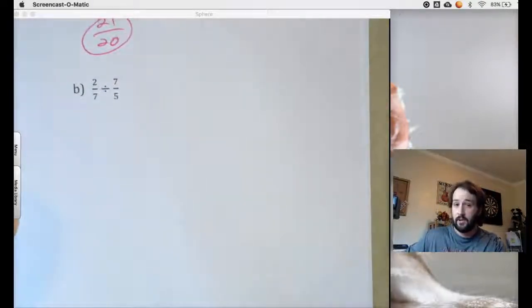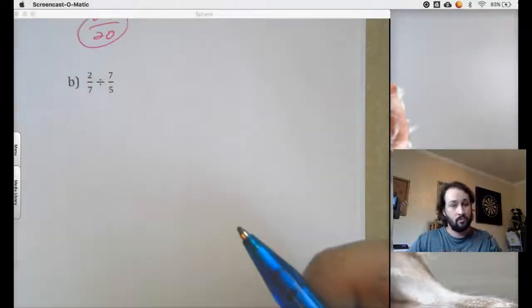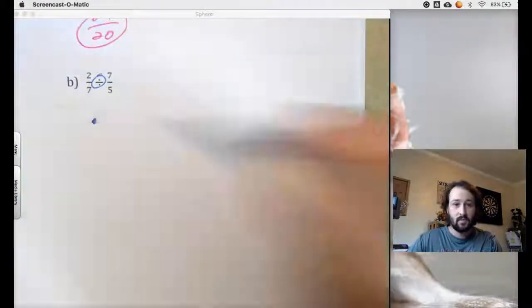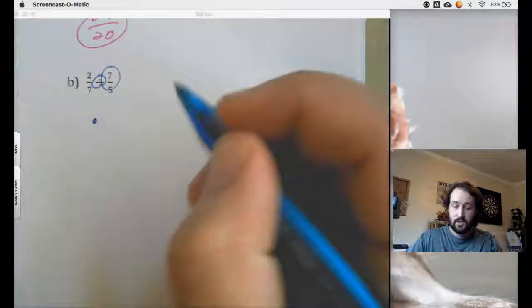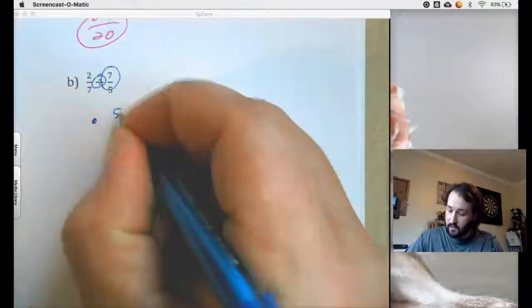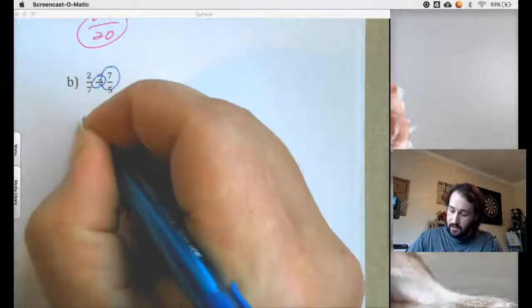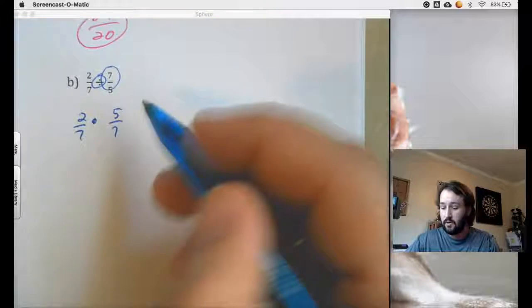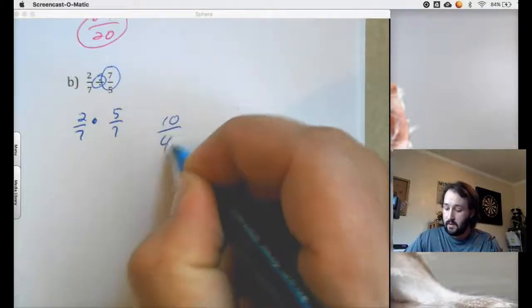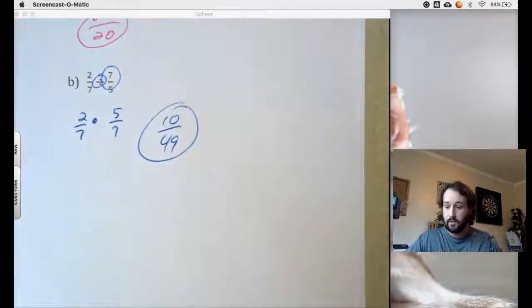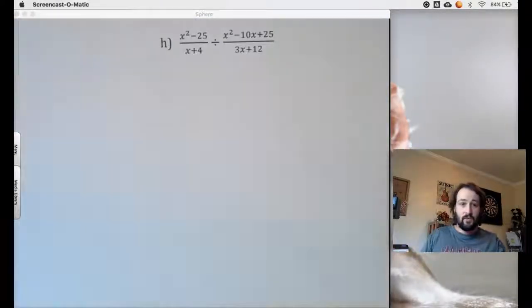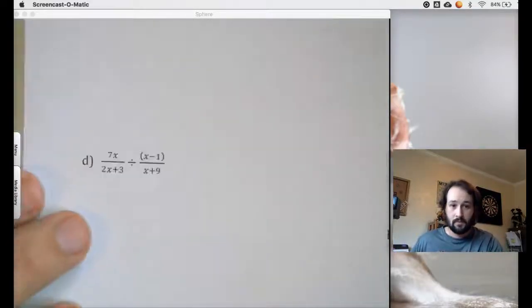All right, so same thing here. Be careful. I know you see a 7 and you see a 7, but those do not divide because we have division. To change that to multiplication, don't forget you need to change the second one to 5 over 7. I'm going to leave the first one the same, 2 over 7 times 5 over 7. So this becomes 10 over 49, which is not reducible. So flip the second one and change it to multiplication. Moral of the story.